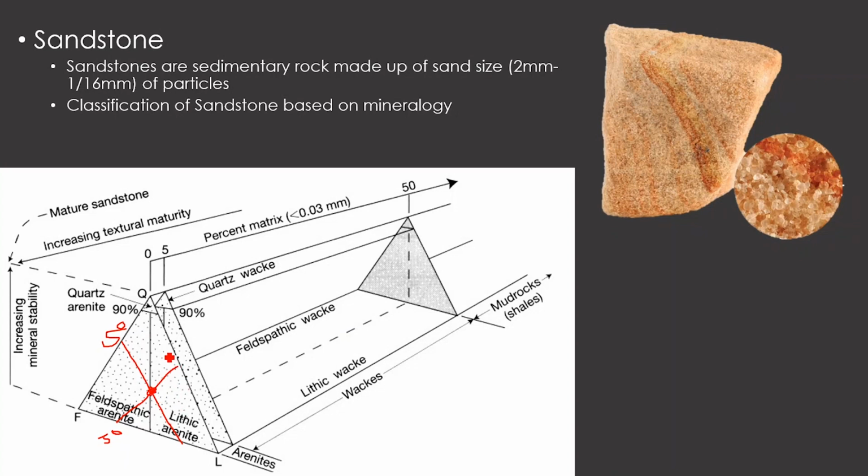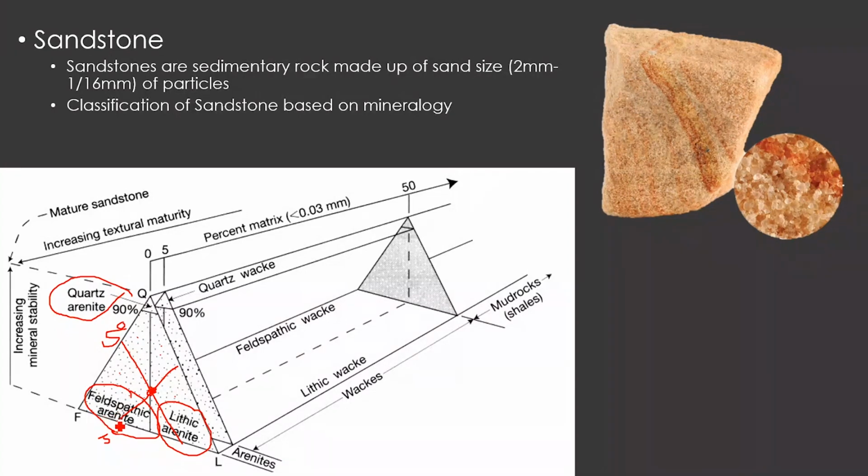So based on such kind of triangular plots, we can identify the characteristics of the rock. Which field it comes in, based on that we'll call the rock into the particular name. If it is having more than around 90 percentage of quartz and less than 10 percentage of feldspars and the lithic fragments, we call it as the quartz arenites.